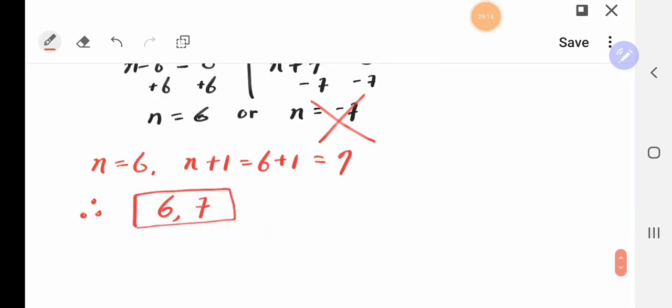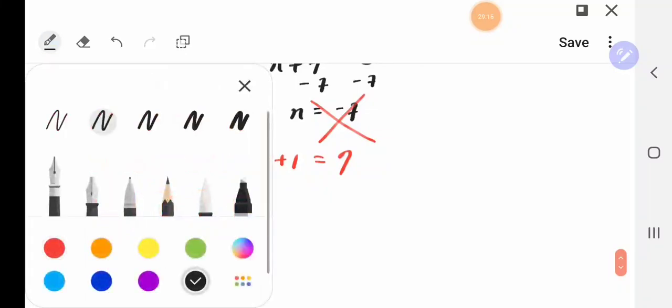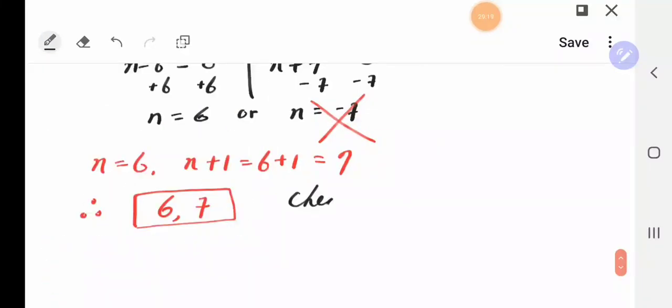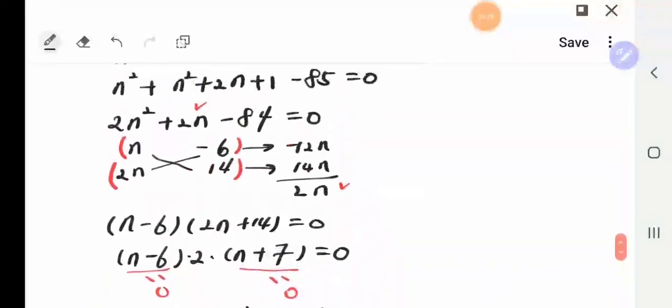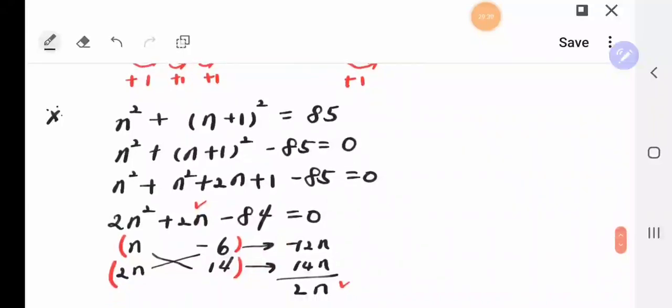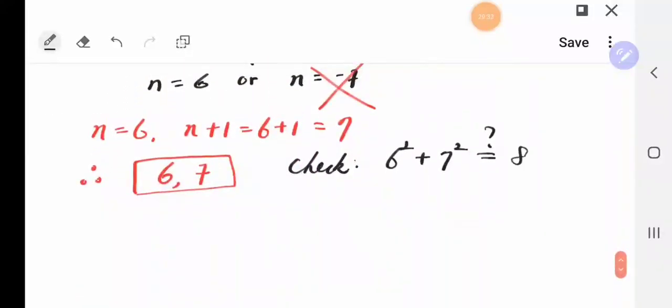So let's check if this is correct. Check. So the sum of squares of these two numbers, 6 squared plus 7 squared, is it equal to 85? Okay, 6 squared is 36 plus 7 squared is 49. Then this is equal to 85. Yes, this is true.